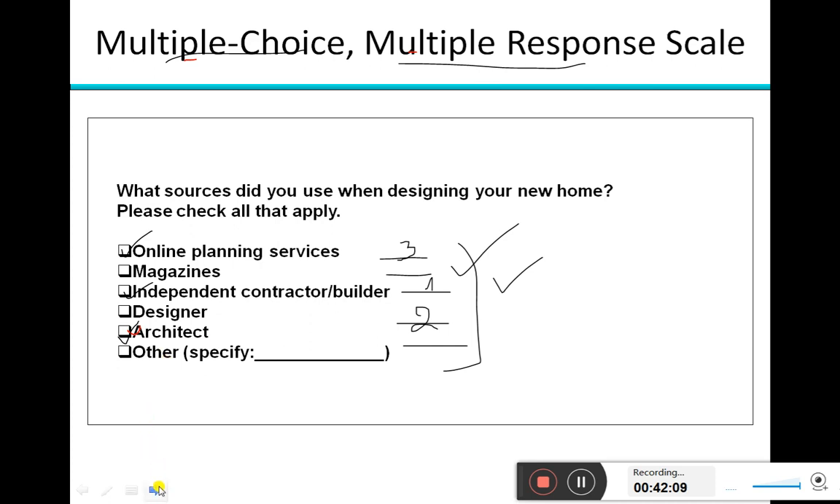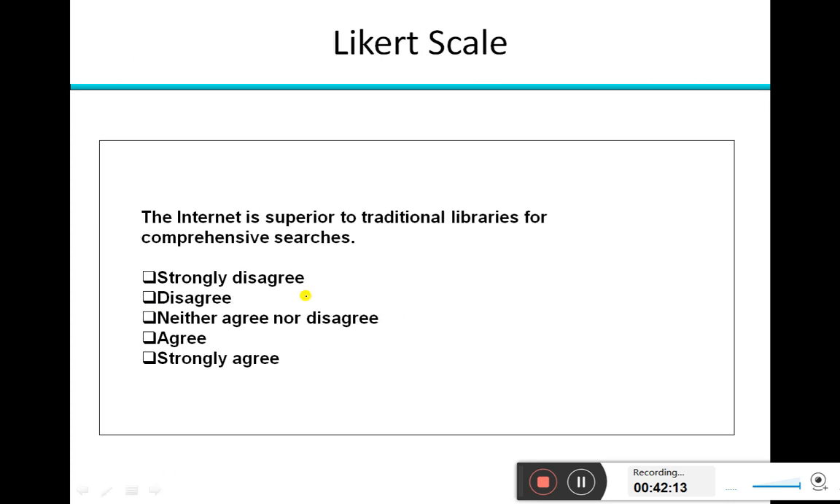Now we have the Likert scale. Likert is the name of the person who introduced this scale, so that is known as the Likert scale. Mostly you have seen such a scale during research or questionnaires: strongly agree, agree, neither agree nor disagree, disagree, or strongly disagree. Such a scale is simply known as the Likert scale.